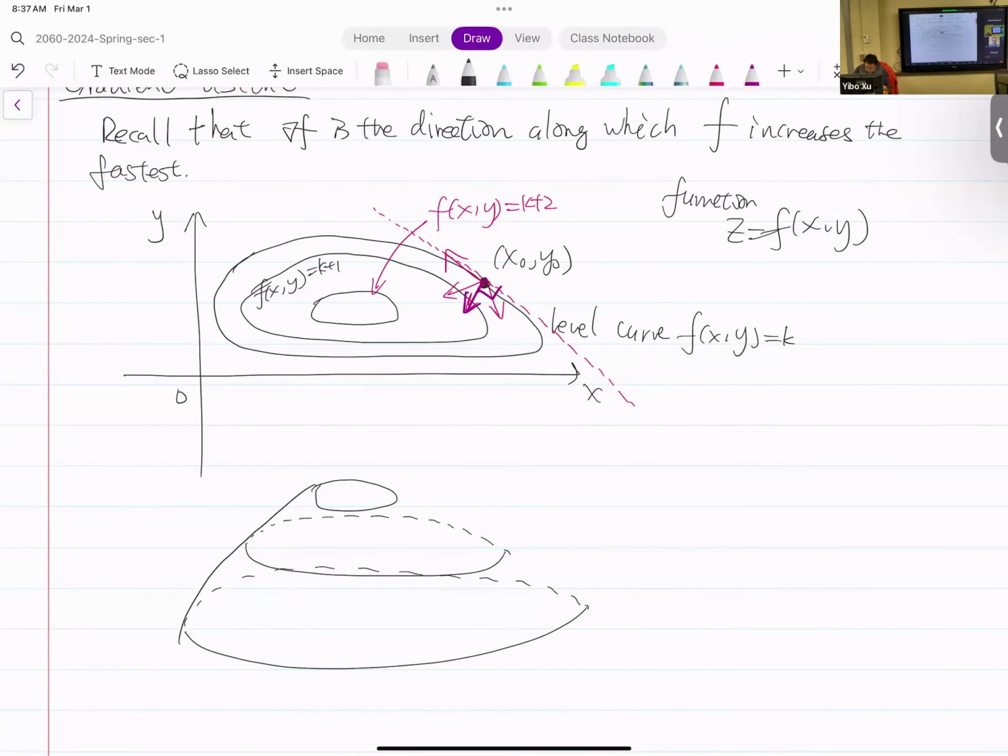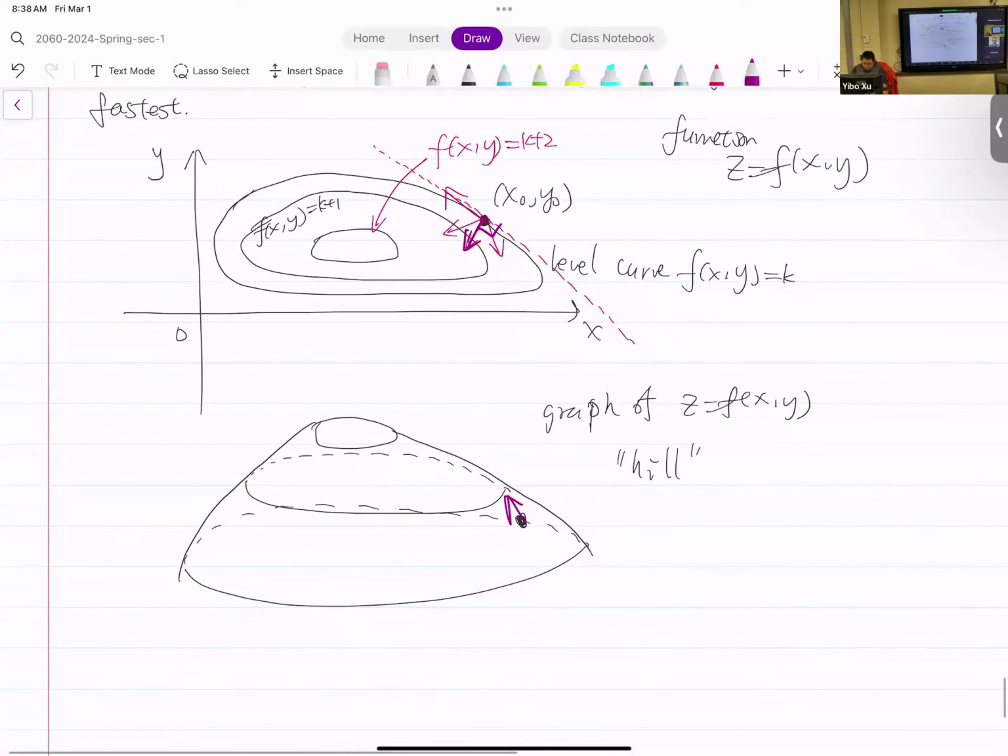So if you're trying to sketch the function graph, then this looks like a hill. Okay, so this is the graph of z equals f of x, y. Right, but then we are trying to walk up the hill, right? When you start from some point like this right here. Okay. So the direction with the fastest increment is actually the direction that you are walking up the hill, with the largest slope. Okay.